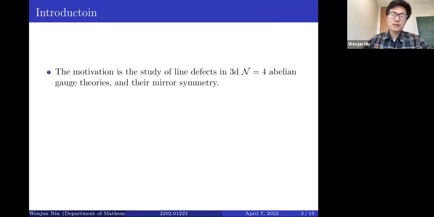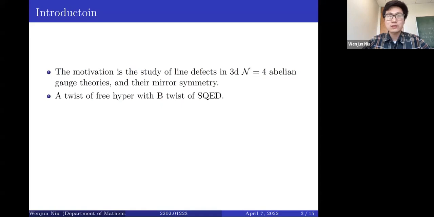Right, to begin with, our study is really motivated by three-dimensional N=4 abelian gauge theories. These theories support topological twists, and we study line operators in these topological twists, and hopefully their mirror symmetry. The example that we picked was this well-known one: the A twist of a pair of free hypermultiplets with the B twist of a single SQED.